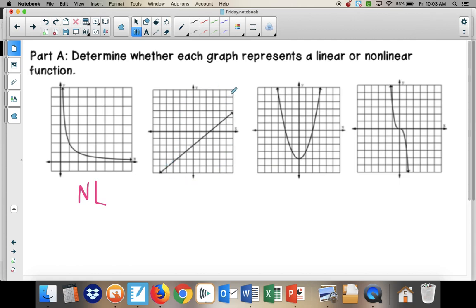This second one, straight line, going at a constant rate, linear. This third one is called a parabola. It's not a straight line. It actually has it where it's nonlinear because this exponent is greater than 1, and we'll talk more about that in a minute. And then this is not a straight line. Parts of them are, but the whole thing is not. It has to be consistently straight, so nonlinear. So only one of these is actually a linear line.